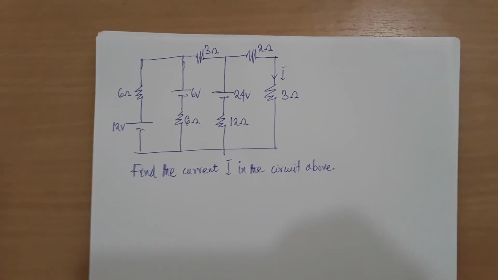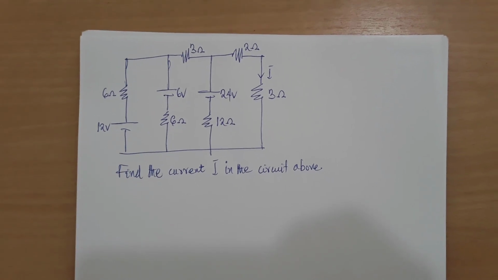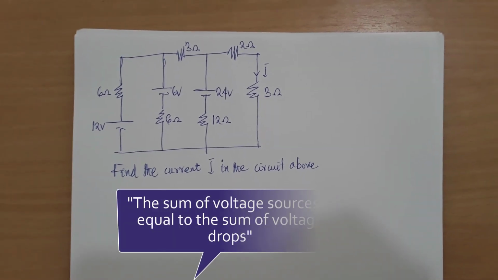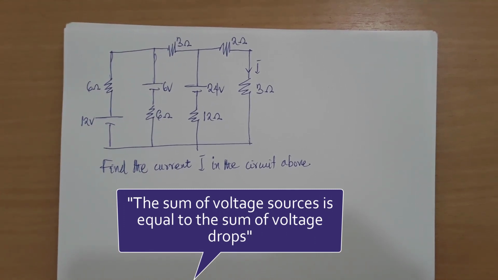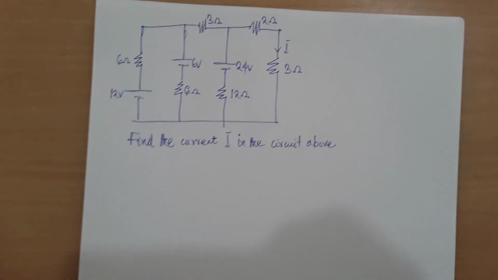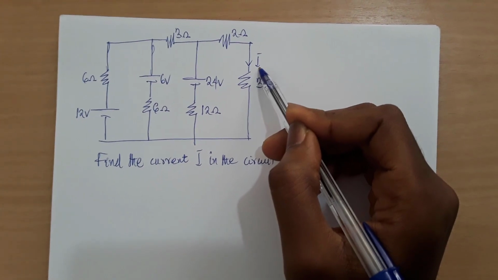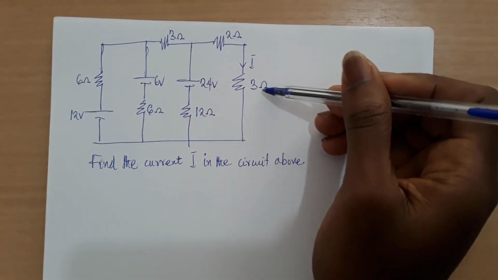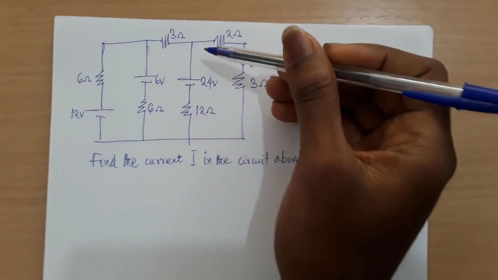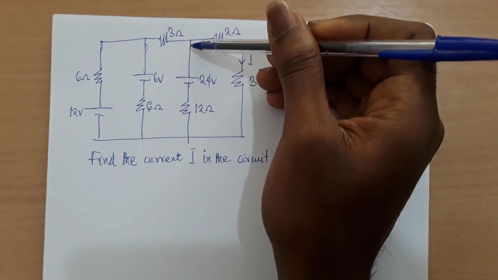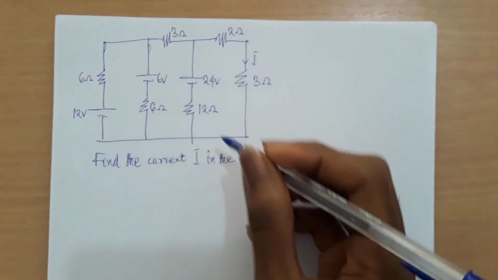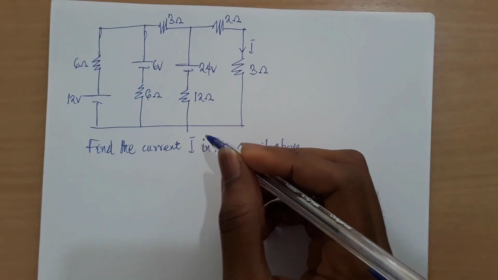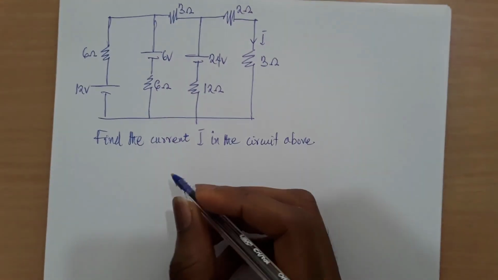Referring to our understanding of Kirchhoff's voltage law, we know that in any closed loop, the sum of voltage sources is equal to the sum of voltage drops. Because a current I has been assigned to traverse the 3 ohm resistor, it can be inferred that there shall be current splits as they arrive at the various junctions. So for the purpose of simplicity, let us name the various points in the circuit.